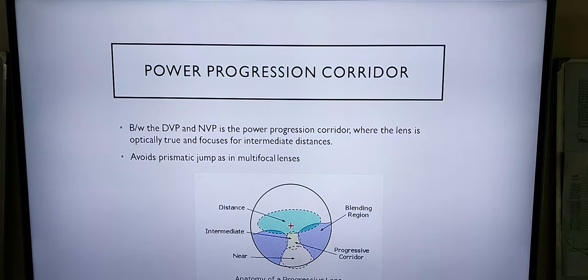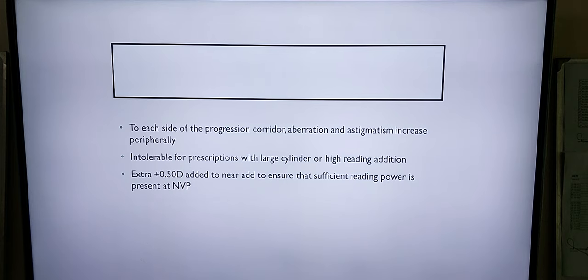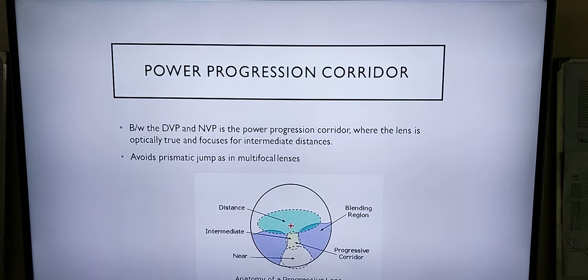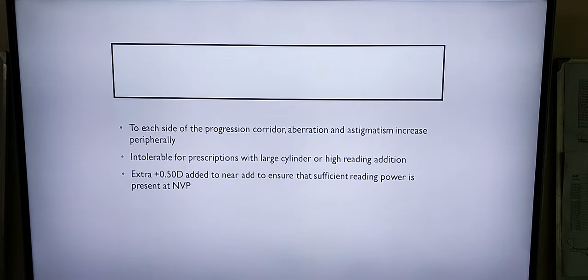A concept of power progression corridor. Between the DVP, the distance visual point, and the near visual point is the power progression corridor, where the lens is optically true and it focuses for intermediate distances. This avoids prismatic jump as in multifocal lenses because the power is increasing or decreasing gradually. To each side of the progression corridor, there is aberration, and astigmatism increases peripherally and not at the junction of the near and distance. It is intolerable for prescriptions with large cylinder or high reading addition. An extra plus 0.5 is added to the near add to ensure that sufficient reading power is present at NVP.